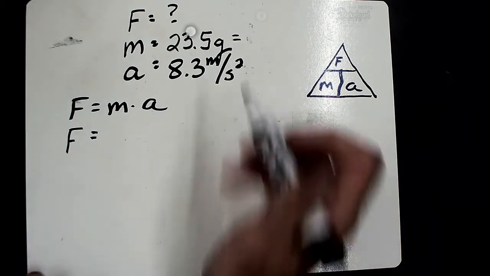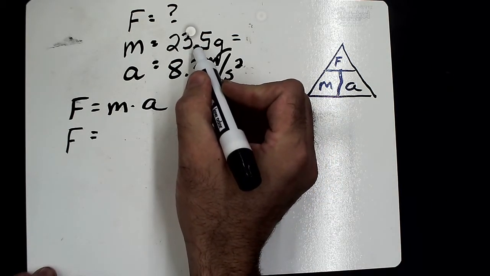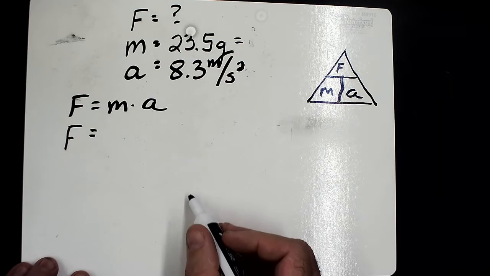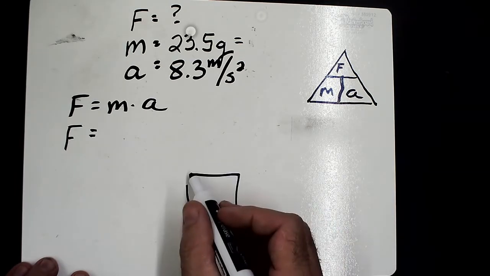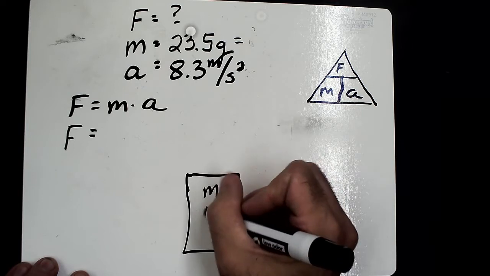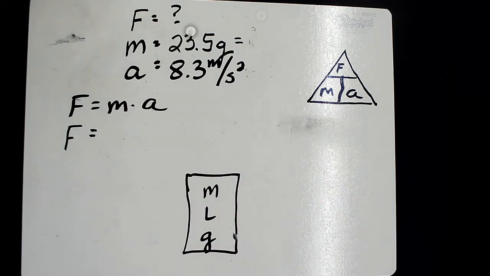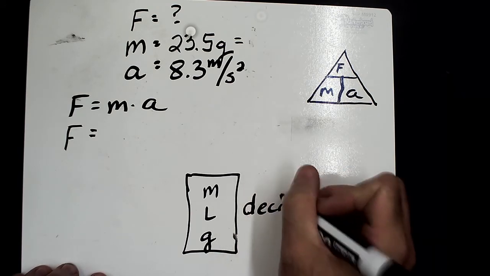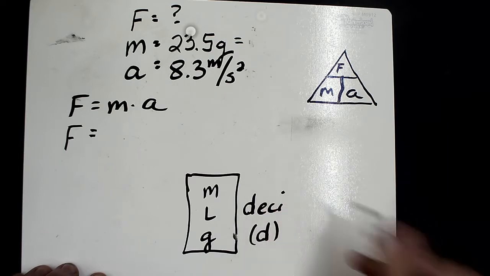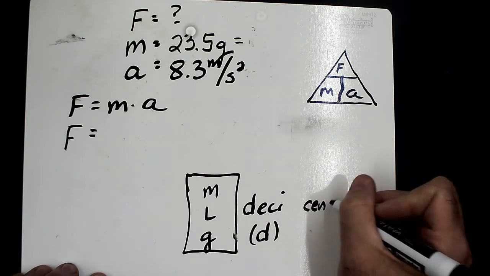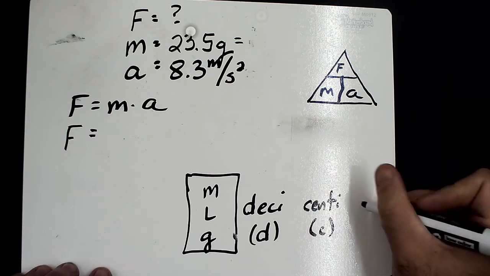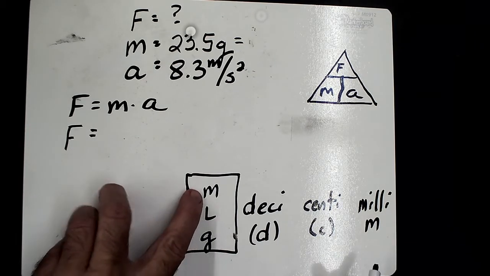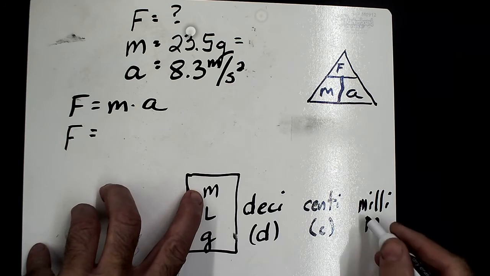To do that, you need to move this decimal over 3 places to the left. And I don't know if you remember this or not. And actually, if you want to write this down, I'm going to put this down at the bottom. We worked with this last year. Meters, liters, grams are the basic units. And then moving to the right, we've got deci, which is D. This is probably looking somewhat familiar. Centi, which is C. And then milli, which is M. If it's M all by itself, it's meter. But if it's MM, it's millimeter.